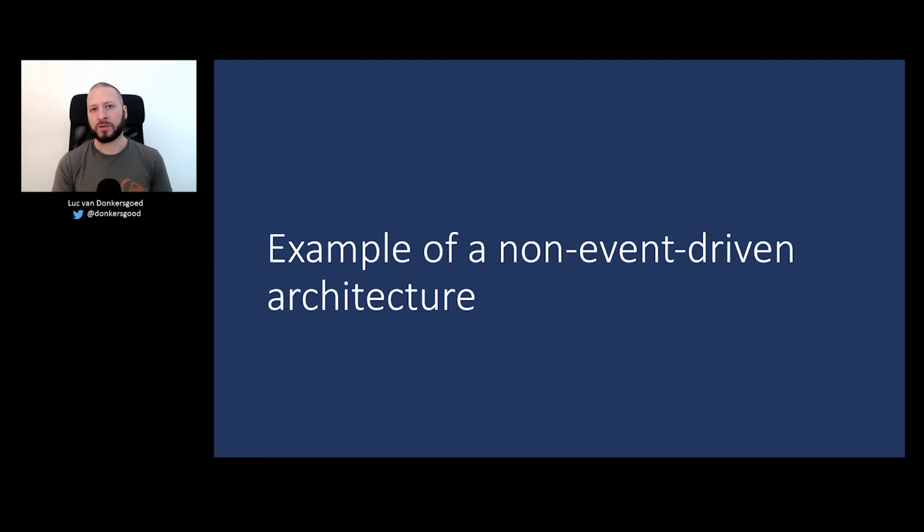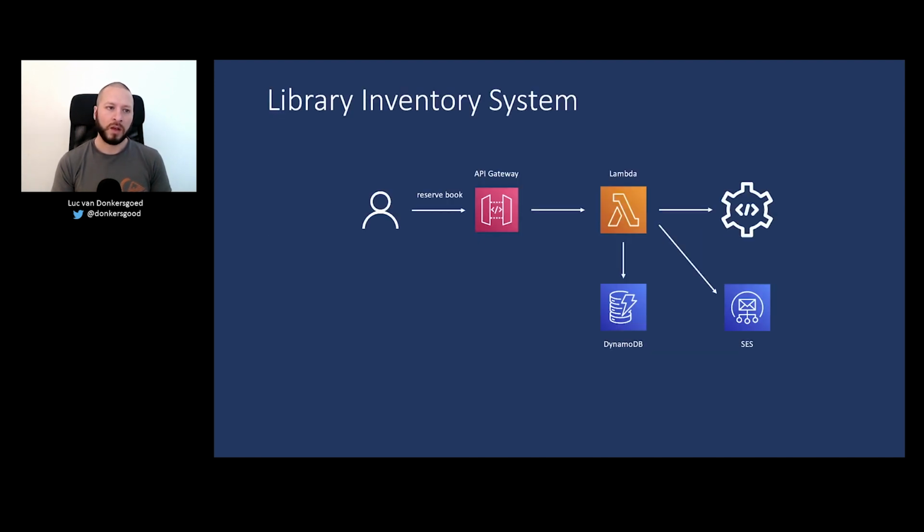a non-event-driven architecture. So in our library inventory system, there's a user and that calls an API gateway to reserve a book. The API gateway is backed by a Lambda function, and the Lambda function does a few things. First, it checks DynamoDB if your membership is valid. Then it checks if the book that you're trying to reserve is available. And then it places the reservation by putting an item in DynamoDB.